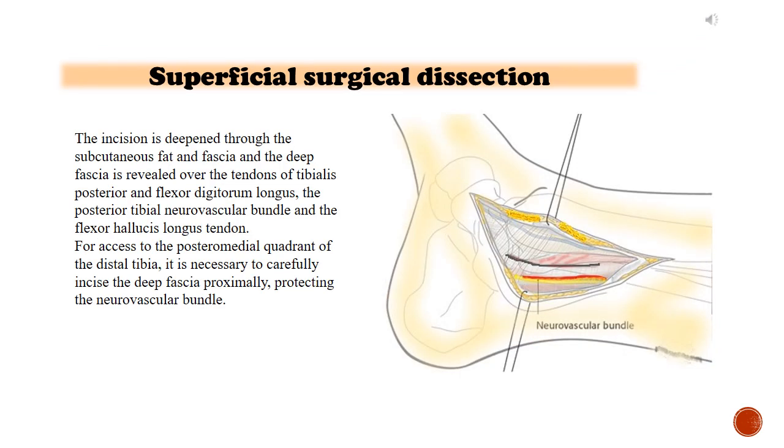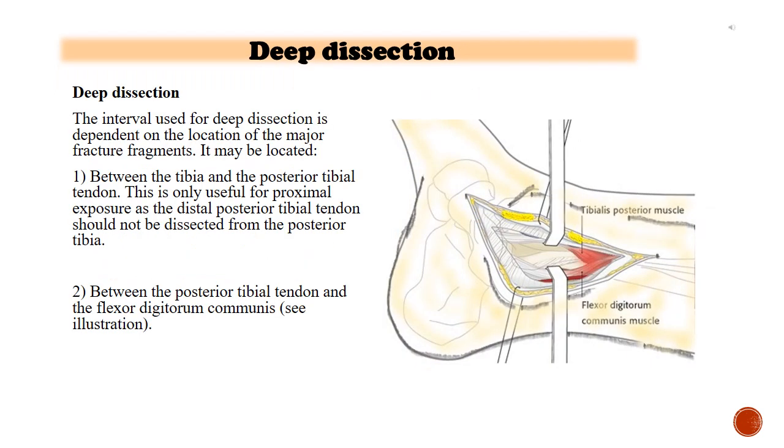Posteromedial approach. The incision is deepened through the subcutaneous fat and fascia, and the deep fascia is revealed over the tendons of the tibialis posterior and flexor digitorum longus, the posterior tibial neurovascular bundle, and the flexor hallucis longus tendon. For access to the posteromedial quadrant of the distal tibia, it is necessary to carefully incise the deep fascia proximally, protecting the neurovascular bundle.